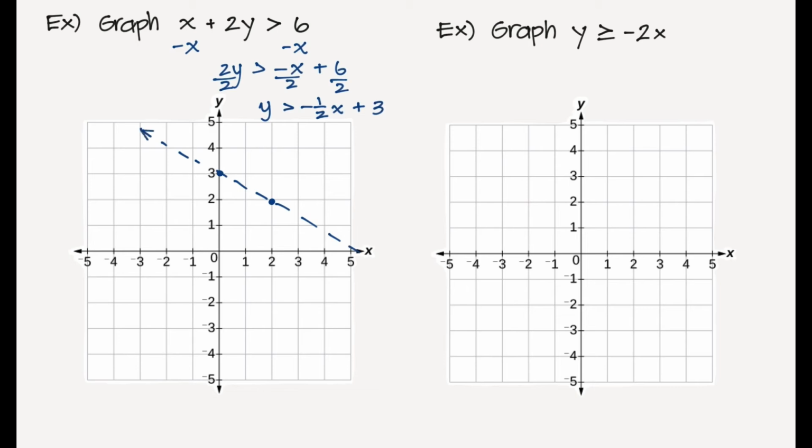And now I can go ahead and pick my test point of 0, 0. And I can go ahead and plug that in. I'm going to plug it into my original inequality. So 0 plus 2 times 0, is that greater than 6? Well, 0 is not greater than 6, so we're not going to shade the side with 0, 0. All of my solutions are going to be shaded above.